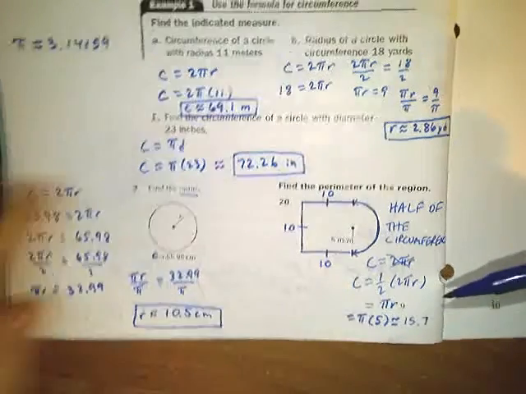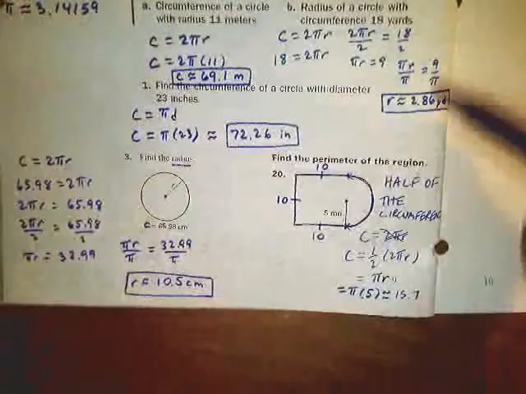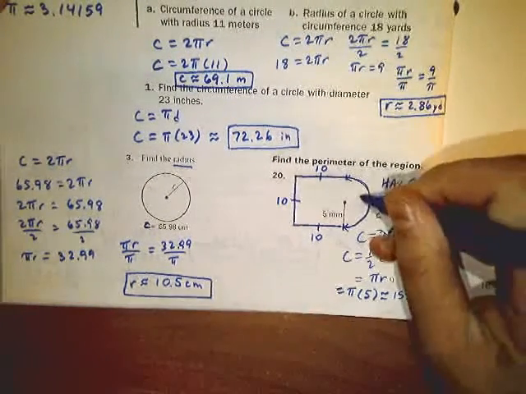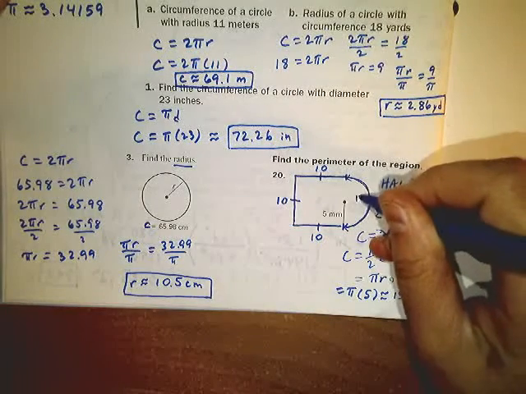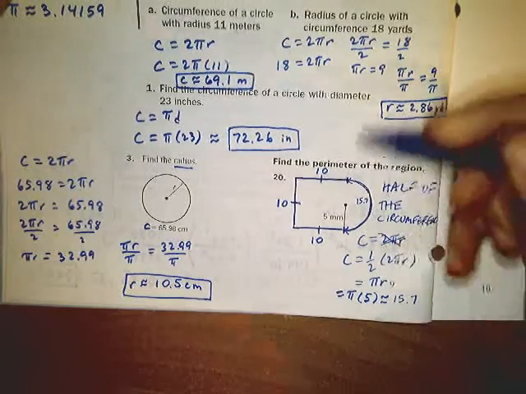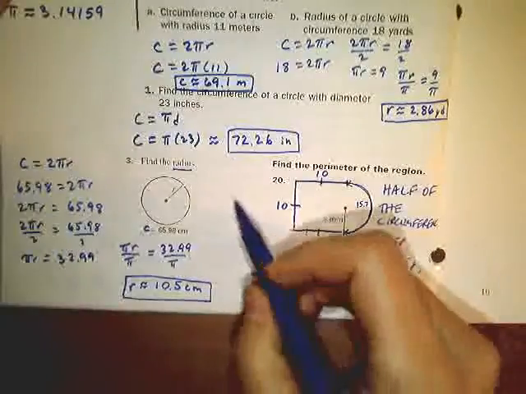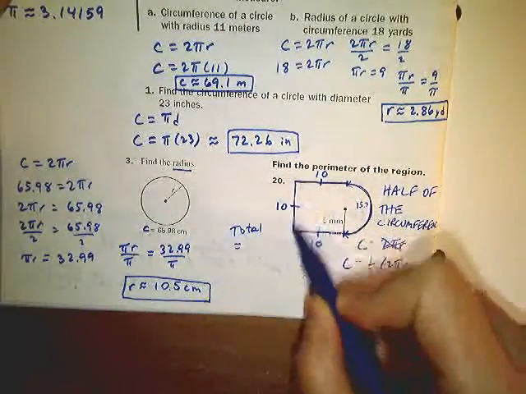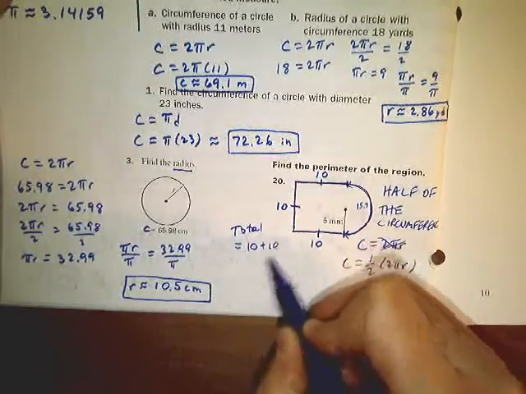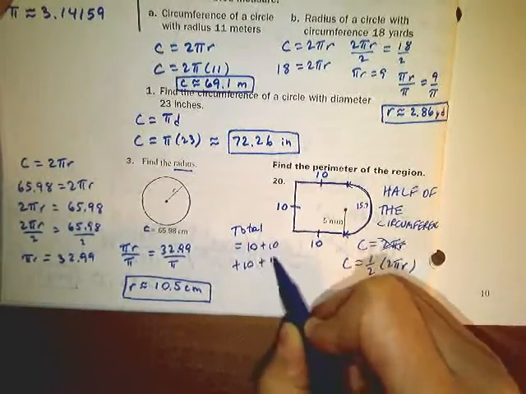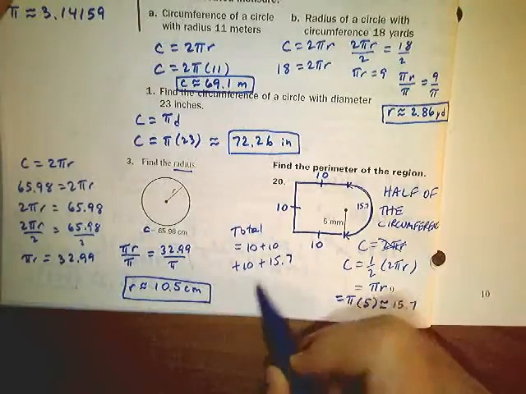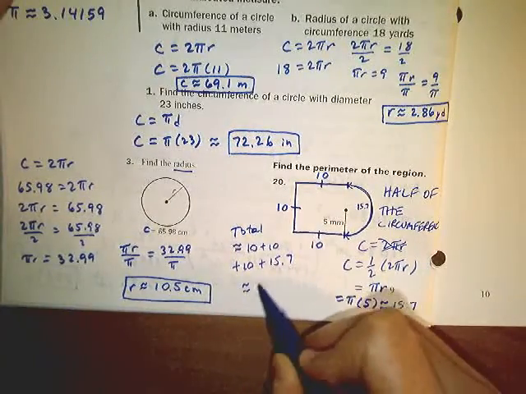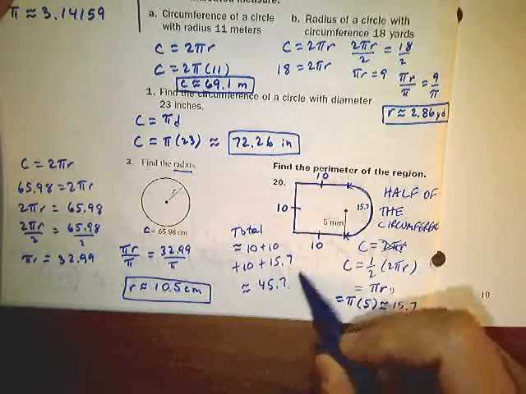So, okay, now to figure out the perimeter, that means the distance if I went all the way around the shape. I have this section right here, which is 15.7 from here to here, and then I have 10 and 10 and 10. So if I add up the total lengths around the outside, I have 10 plus 10 plus 10 plus 15.7. So I get an approximate distance around the outside of 45.7 millimeters.